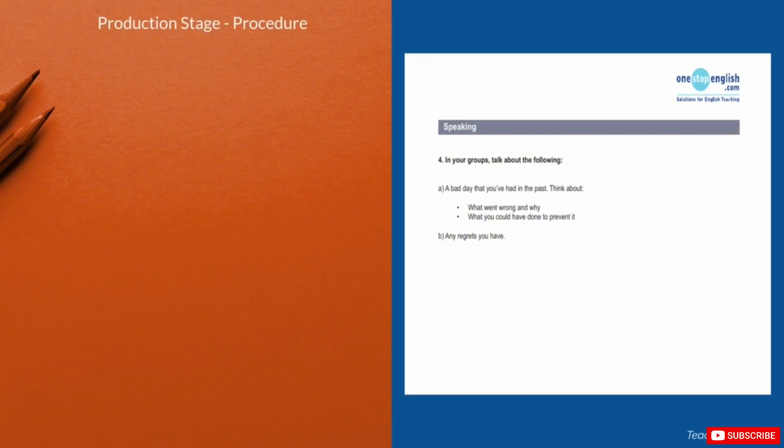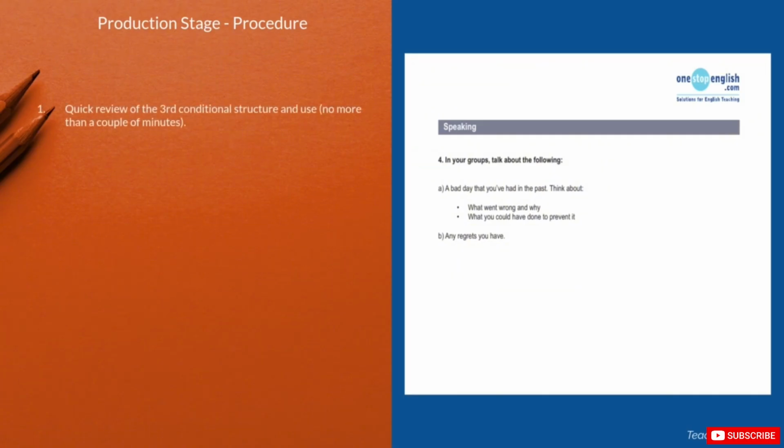So what's our procedure going to be? Now, bearing in mind that this could be the first time your student has ever used the third conditional. Up until this lesson, they might not even have known that the third conditional exists. So what could we do now? What could we do now to help them, just to jog their memory? What might be a good idea?